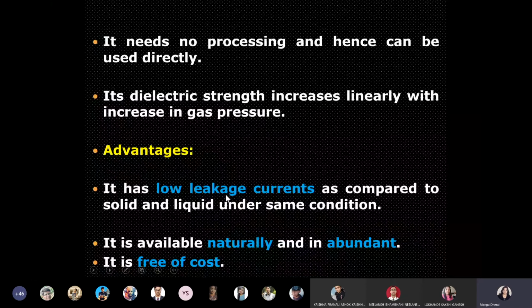What are the advantages of air? It has low leakage currents. I already told you, low leakage current. Leakage current means what? We don't want any current to flow through the insulating material, but still current will always be flowing, and that current is called leakage current. But when air is used, it has low leakage currents, meaning leakage currents in air insulating material are low. So it's very beneficial as compared to solid and liquid. Solids and liquids have some leakage current, but in air it will be low. We will discuss why it will be low in unit number 1. Then it is available naturally and in abundance. It is free of cost. I already told you that.